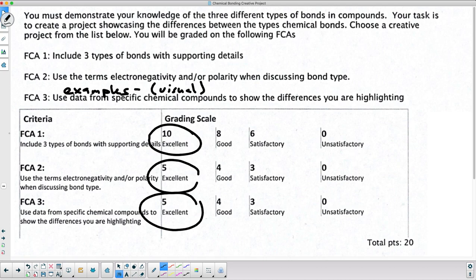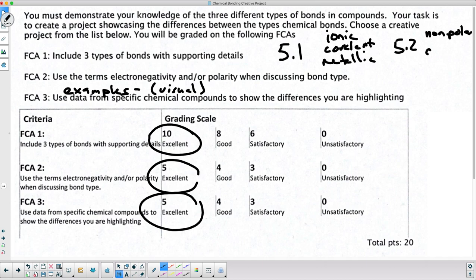Now, here's what I'm going to tell you. If you want to know where you get the information from, Edpuzzle 5.1 has the 3 bonds: ionic, covalent, and metallic. And 5.2 then goes into nonpolar covalent and polar covalent. Okay, so that's where you're going to get the information for this: the Edpuzzles 5.1 and 5.2.